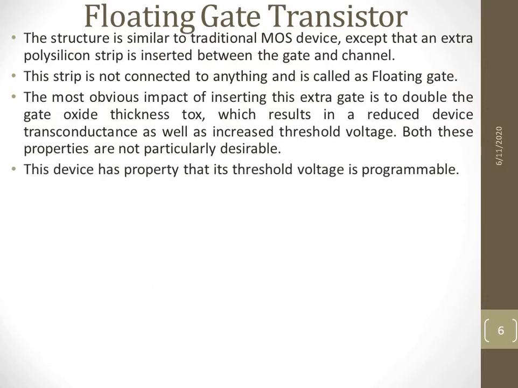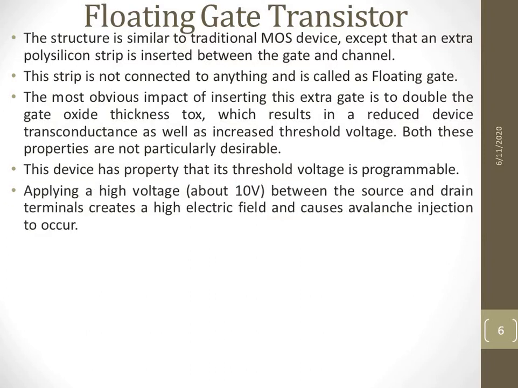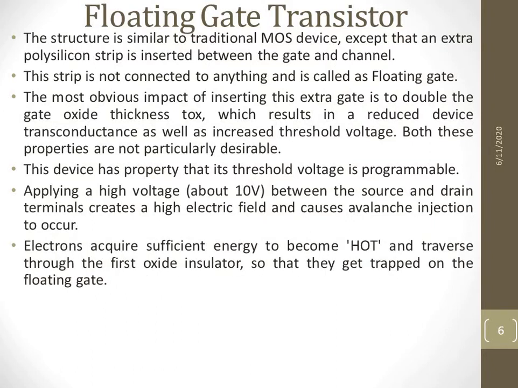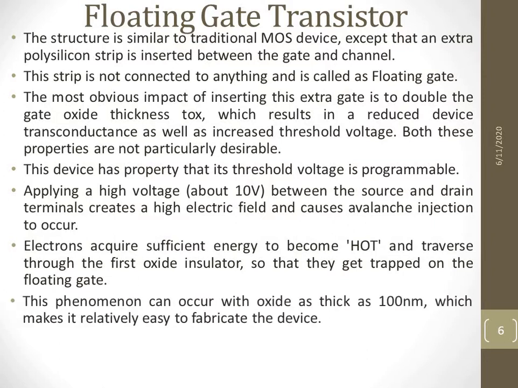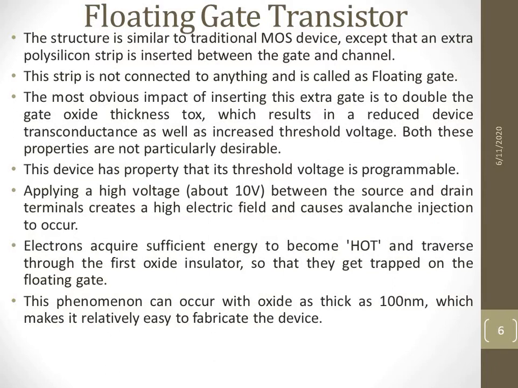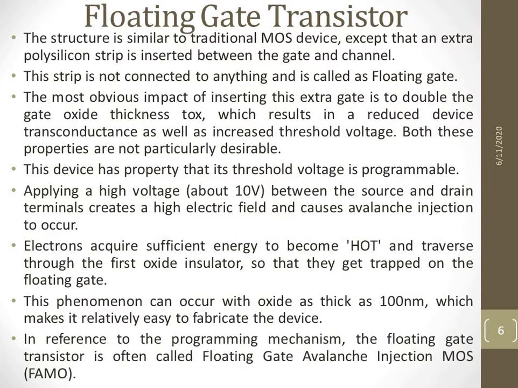This device has the property that its threshold voltage is programmable. Applying a high voltage of about 10 volts between the source and drain terminals creates a high electric field and causes avalanche injection to occur. Electrons acquire sufficient energy to become hot and traverse through the first oxide insulator so that they get trapped on the floating gate. This phenomenon can occur with oxide as thick as 100 nanometer, which makes it relatively easy to fabricate the device.